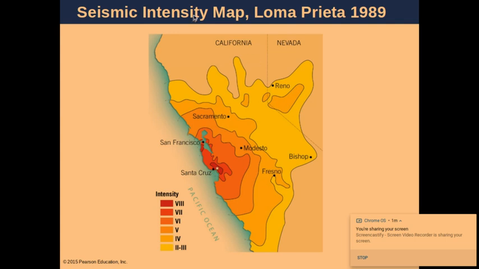This is a seismic intensity map of the Loma Prieta earthquake that happened in 1989. This was a particularly bad one in the San Francisco area.